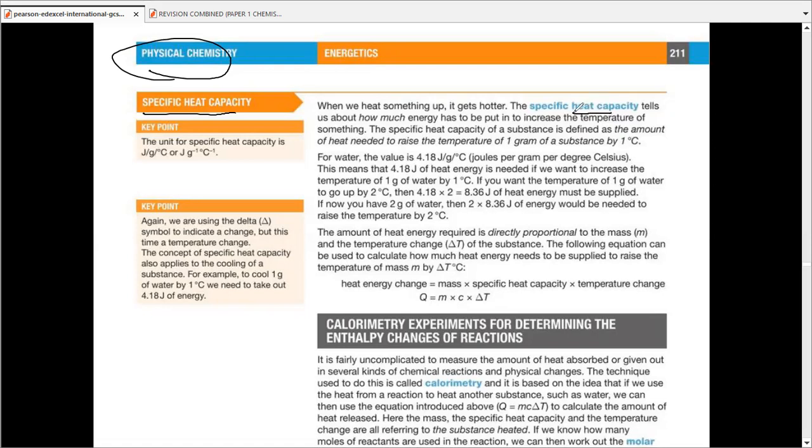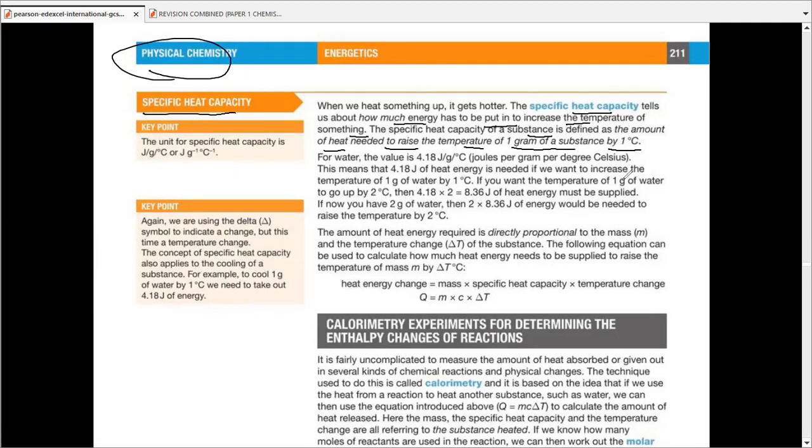Defining specific heat capacity, it tells us how much energy has to be put to increase the temperature of something. When we discuss specific heat capacity, in chemistry, we pretty much stick to the specific heat capacity of water, and that's about it. So specific heat capacity of a substance is defined as the amount of heat needed to raise the temperature of 1 gram of that substance by 1 degree Celsius.